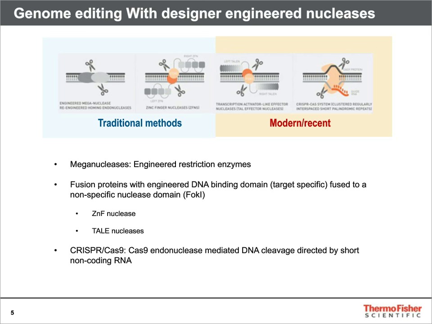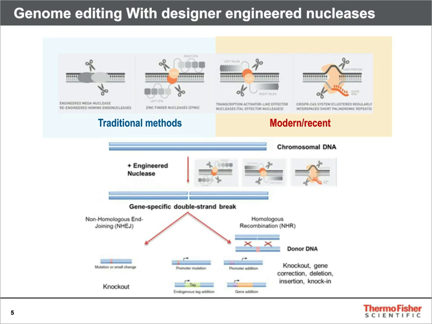So let's look at what happens within the cell once you administer these editing tools. Once the target-specific region is identified by the gene-engineered nucleases, a double-stranded cleavage is created at the specific site, following which the cell's repair mechanism can be leveraged to induce gene edits. There are two major repair mechanisms shown here. Non-homologous end-joining is an error-prone method of repairing the cleaved ends. In the process of this repair, frameshift mutations can be induced, thereby creating gene knockouts.